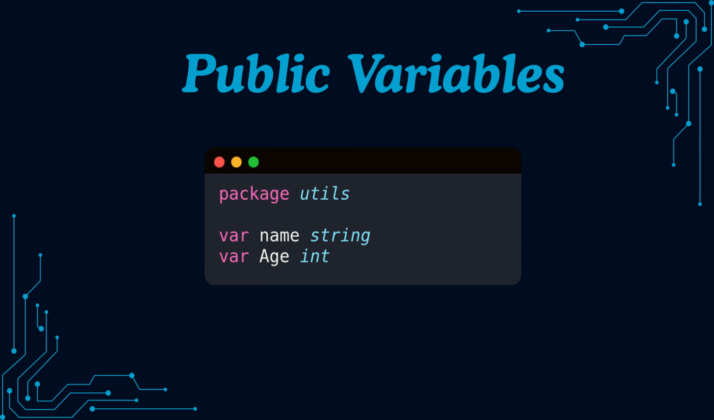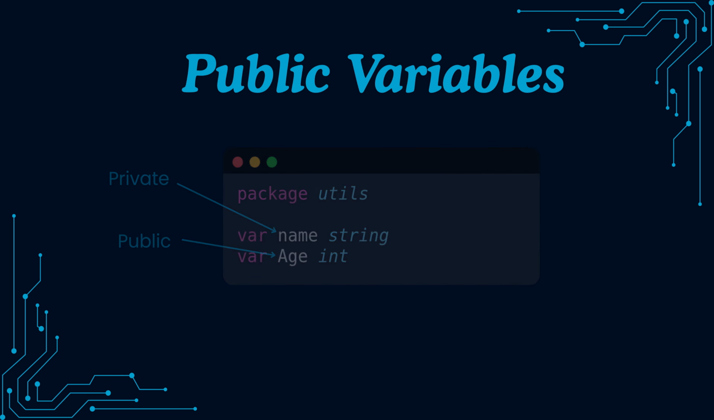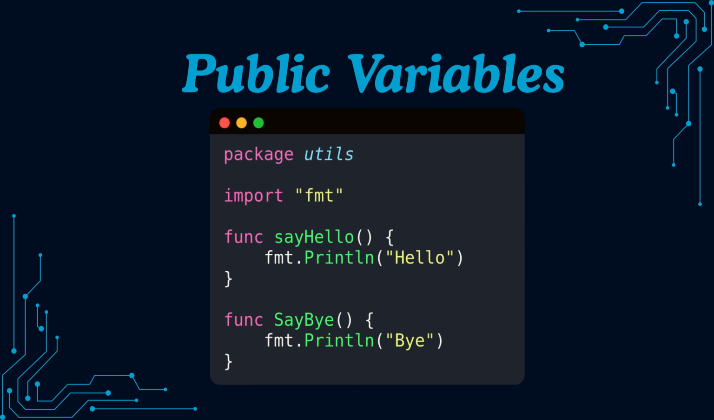Here we have two variables, name and age. Since name starts with a lowercase letter, the name variable is a private variable. It is only accessible within the utils package. But the variable age starts with an uppercase letter, so it is a public variable accessible outside of the utils package.